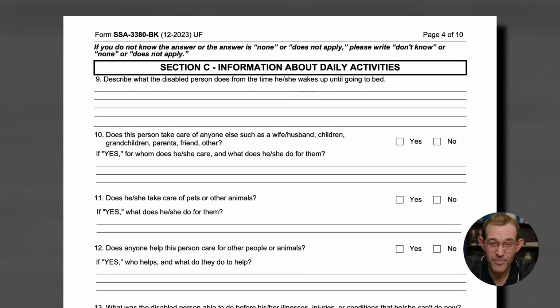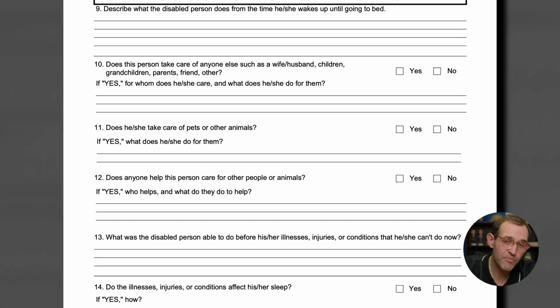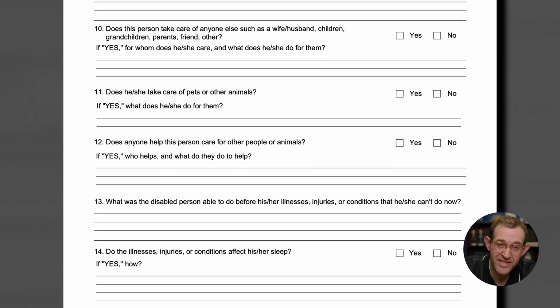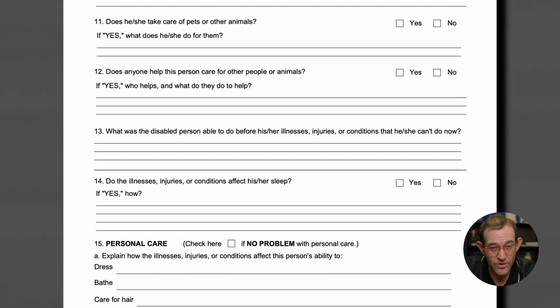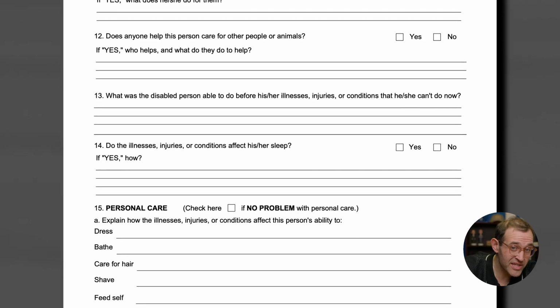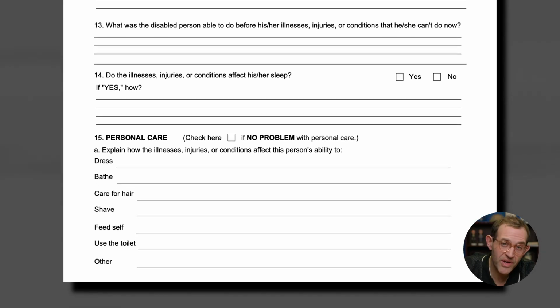Next, you'll be asked to describe what the disabled person does during a typical day, from waking up to going to bed. This is one of the most important sections. Don't just list activities. Describe how they do them. Do they need breaks? Do they struggle? Do they start tasks and fail to finish? Do they need reminders? Do symptoms interrupt their day?